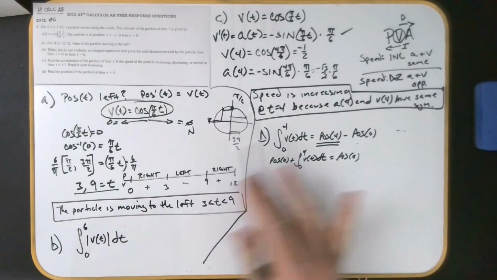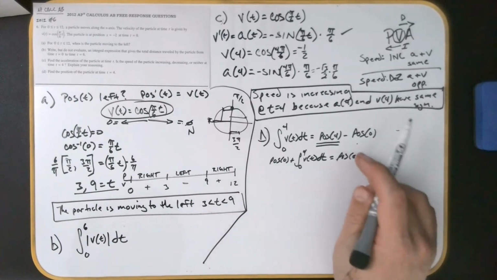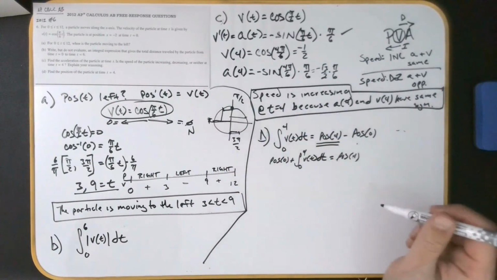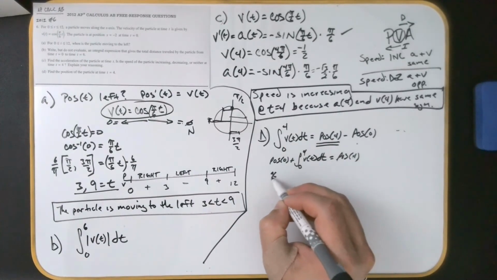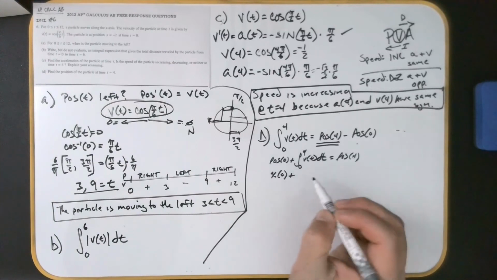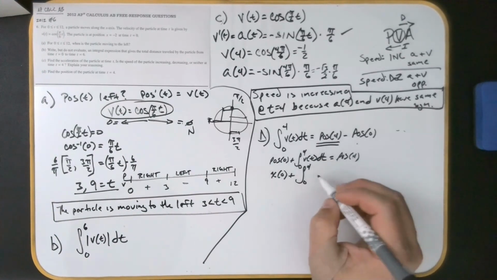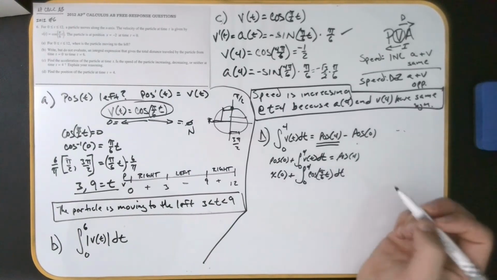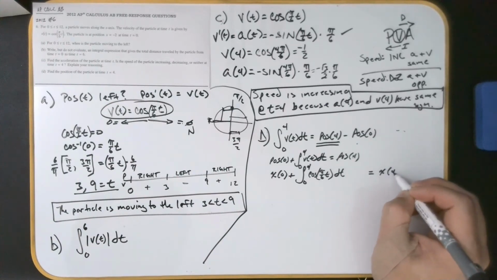Now, because this is sideways motion that I was talking about before, these are actually x's, x of 0 and x of 4 here, not POS. Okay, and then we can integrate this cosine function. So I'm going to write this here. This is actually x of 0 plus the integral from 0 to 4, and I'm now going to put in the function, the cosine of pi over 6 t dt, and that will equal x of 4.